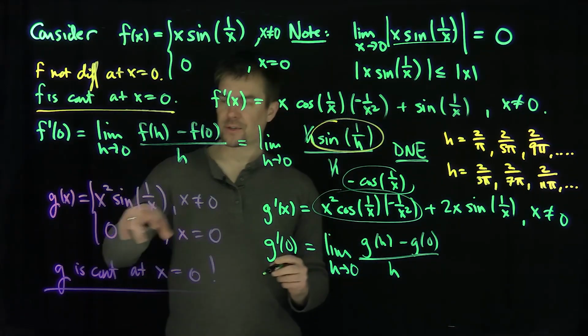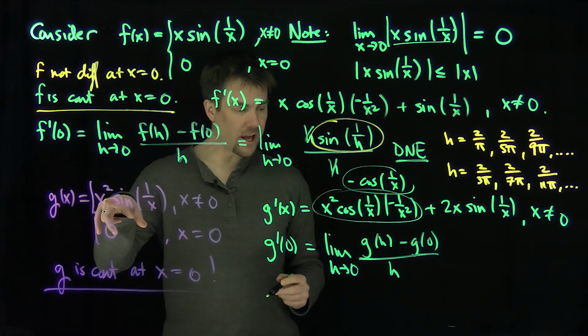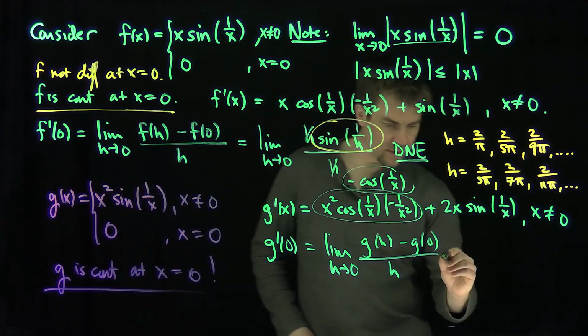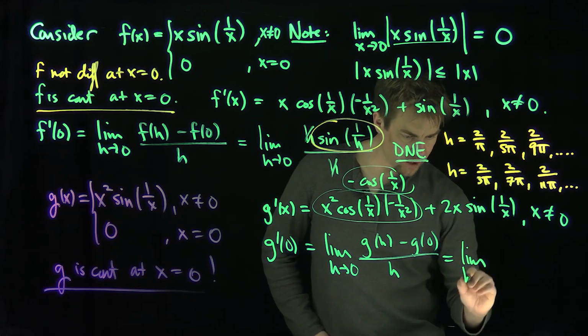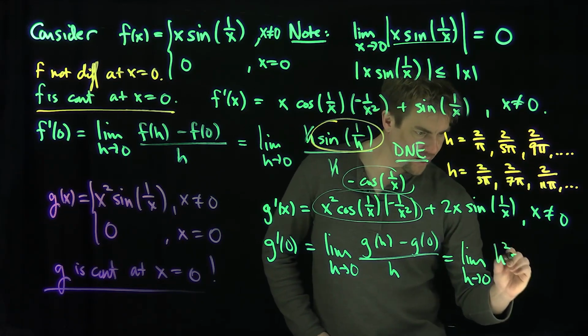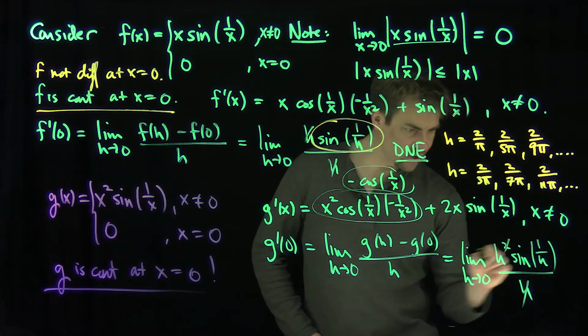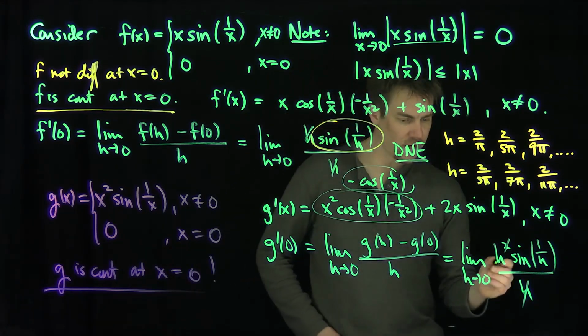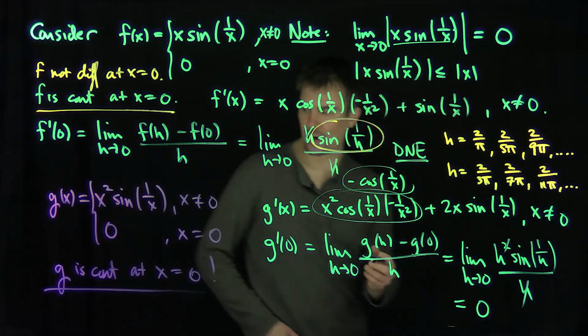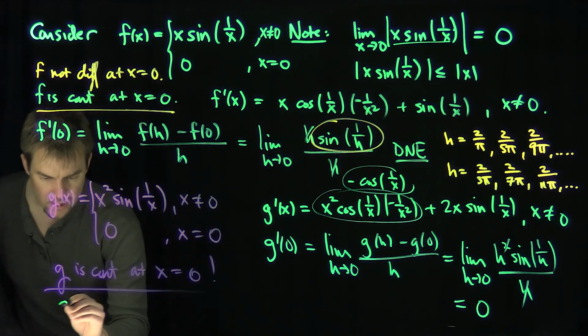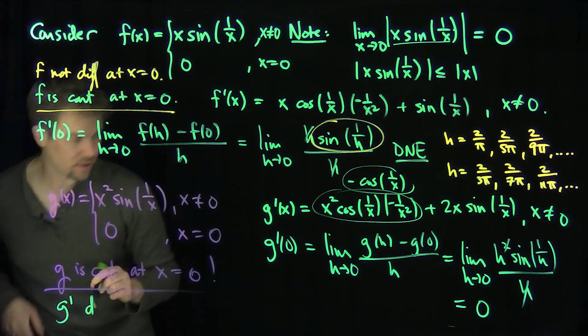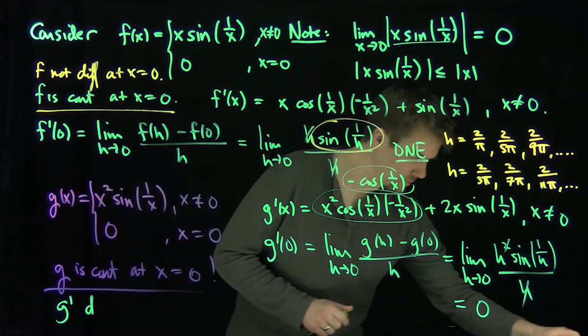And so now, of course, what happens? Now I can use this formula. That's going to be an h squared sine of 1 over h. So this is exactly equal to the limit, as h goes to 0, of h squared sine of 1 over h over h. One of the h's cancels, and now I just have h times the sine of 1 over h, and that limit is equal to 0. So g is differentiable at 0.